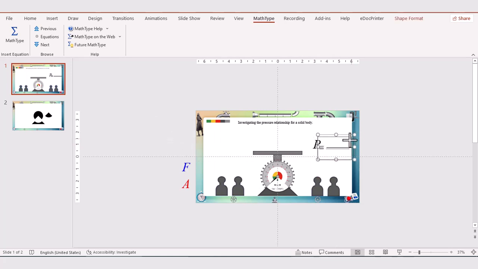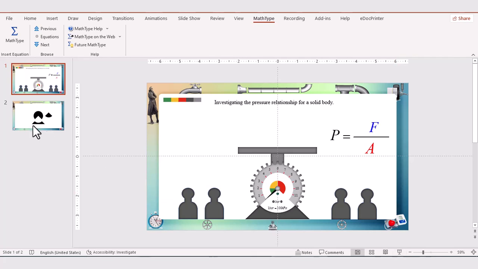Now we are preparing to produce the pressure gauge animation. I prepare the pressure relationship according to the laws of physics. And I consider the letters related to the relationship separately, so that I can create my own desired animation.